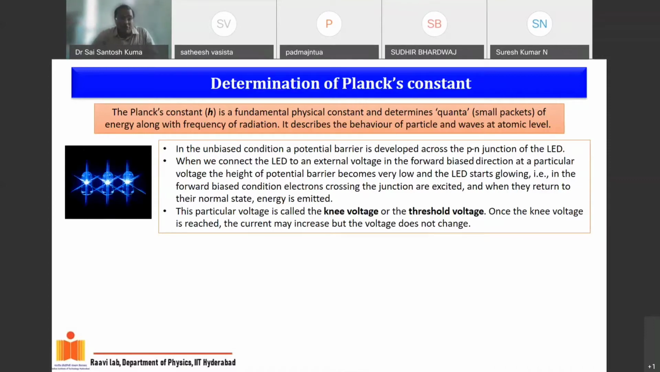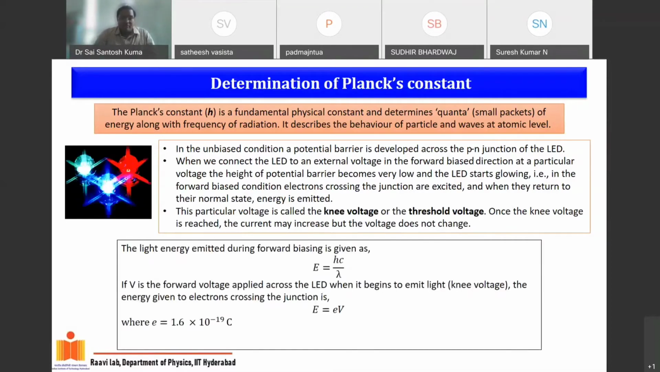So this particular voltage is called the knee voltage or the threshold voltage. Once the knee voltage is reached, the current may increase, but the voltage doesn't change. The other point is, once the knee voltage is reached, as you increase the current the light glows brighter, right? You have the output of the LED.